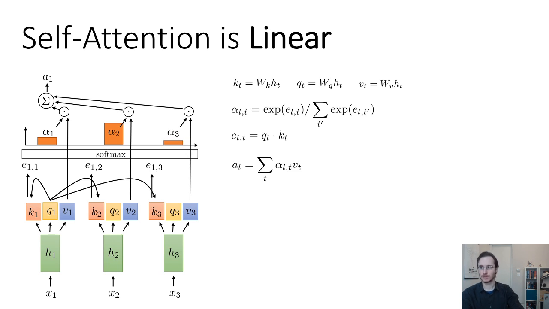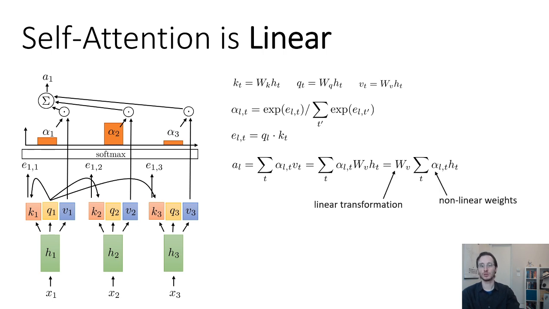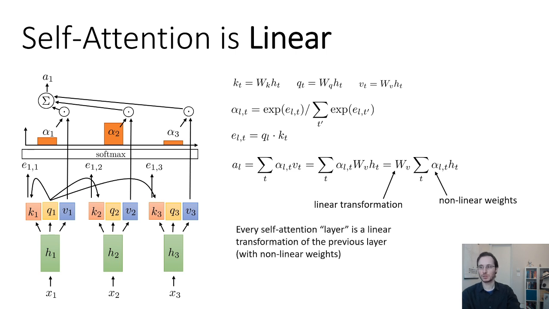So the attention is linear in the Vs, and the Vs are linear in the Hs. Right? So you could equivalently write your attention as a sum over all the time steps of alpha LT of WV times HT, and since you have the distributive property, you can push the matrix outside of the sum and just get WV times the sum over T of alpha LT times HT. So here you can see that it's linear in HT, except for the attention weights. So we make a nonlinear choice about which time step to attend to, but then we make a linear transformation of the Hs of that time step, which means the Hs don't get transformed nonlinearly. So every self-attention layer is a linear transformation of the previous layer with nonlinear weights. And this is not very expressive. This is not actually that powerful of an operation.